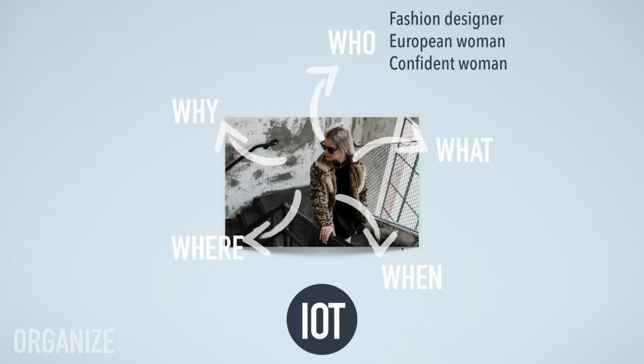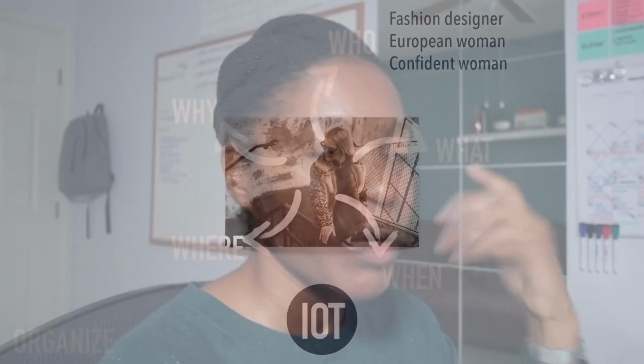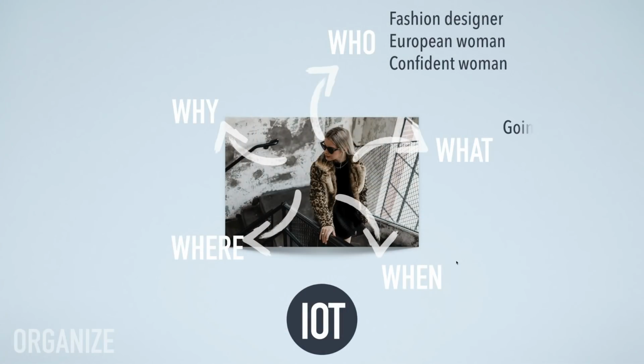So for who, I can say, she looks like a fashion designer, possibly a European woman, and she also looks very confident. Now remember, I'm just giving my opinion, and you will do the same thing when you are practicing at home. Pick an image, and you can guess who the person is and what they are doing, okay? All right, so let's move on to what. Let's say she is going up the stairs, looking around, and thinking deeply.